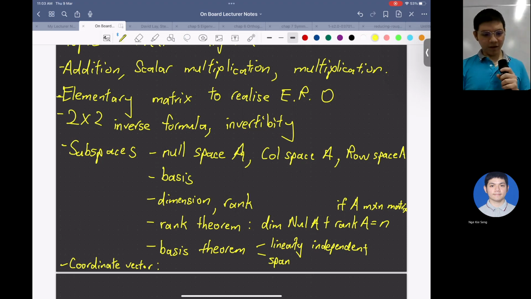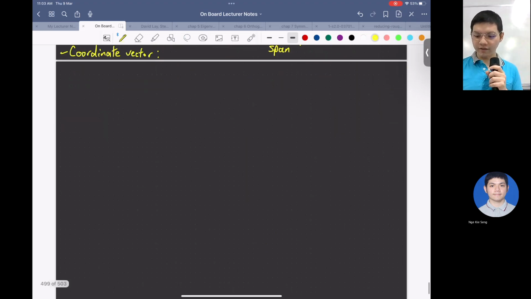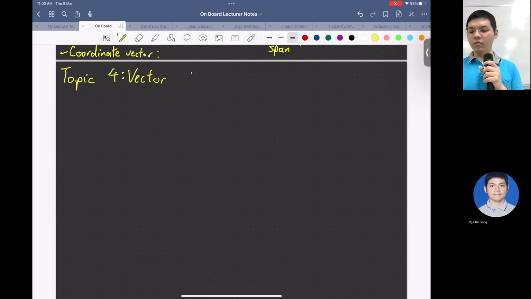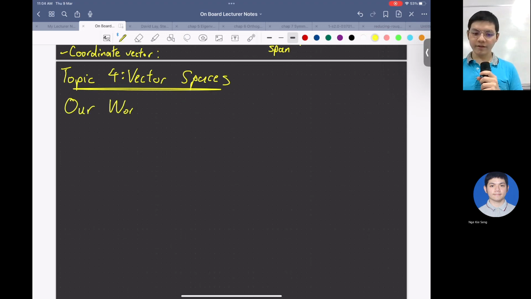Okay, so far this one okay. What's next? Topic 3, right? So straight away we jump into another level, level 3. Level 3 is vector space. We leave the world of Rn. Because the slogan here is our world is modeled on vector space.